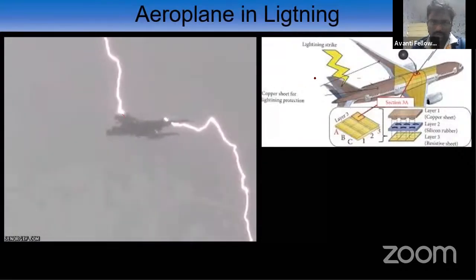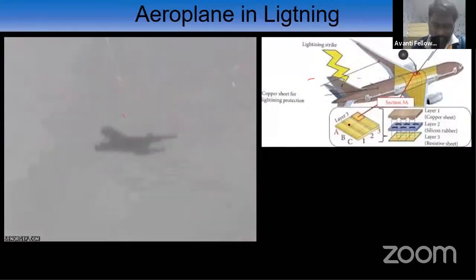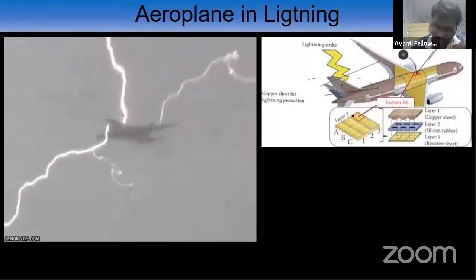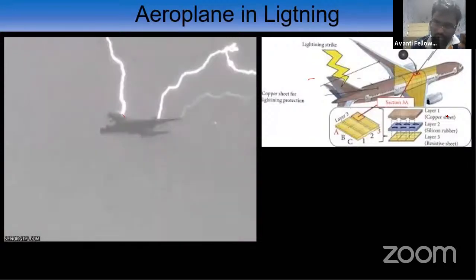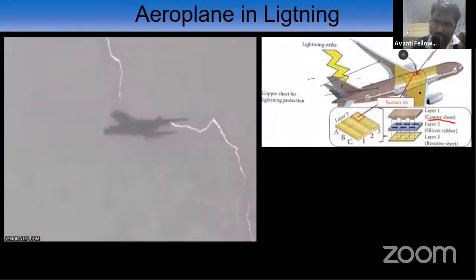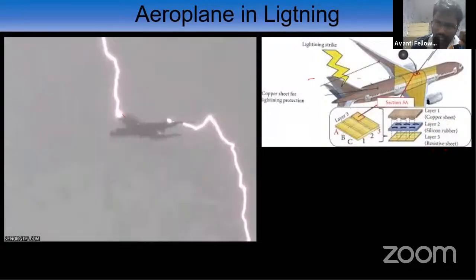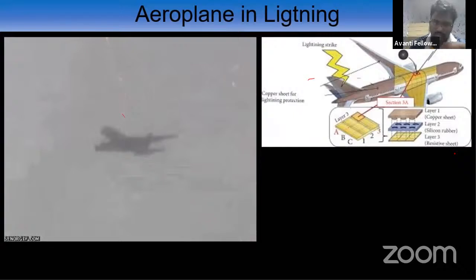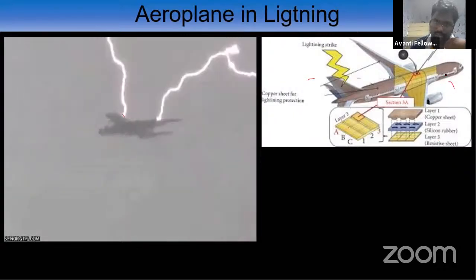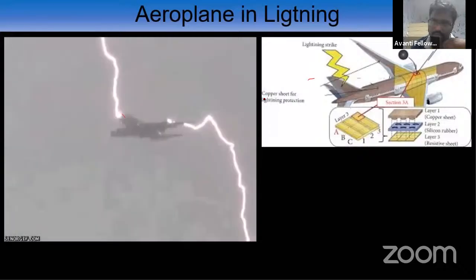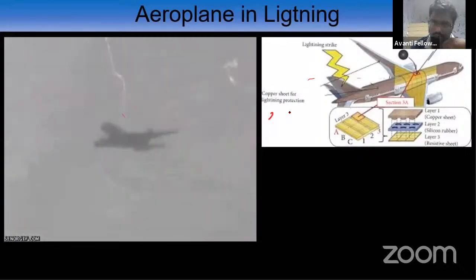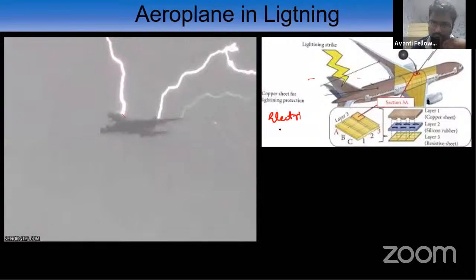If you see here, the aeroplane consists of three layers: one layer of copper sheet, one layer of silicon rubber, and one layer of resistive sheet. What happens? This copper sheet is a pure conductor. It will form the electrostatic shielding, or electric shielding.